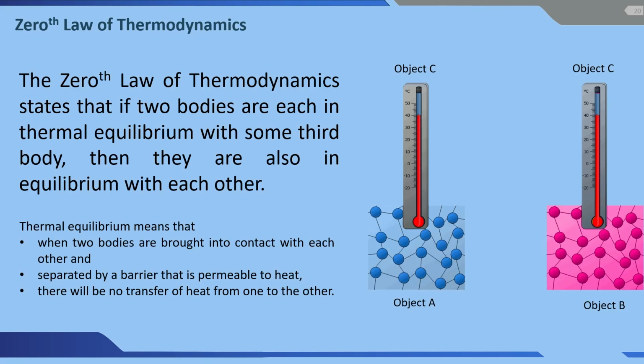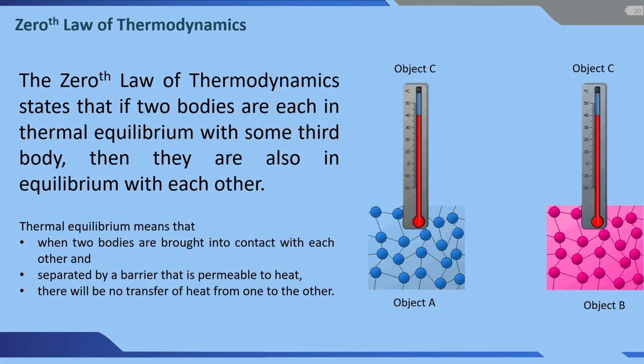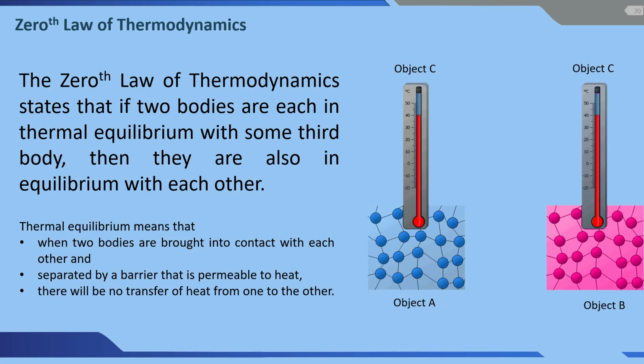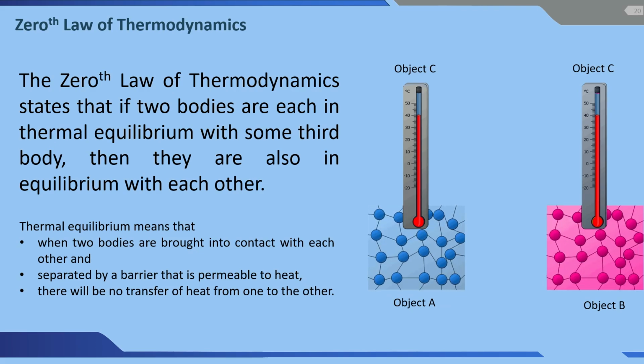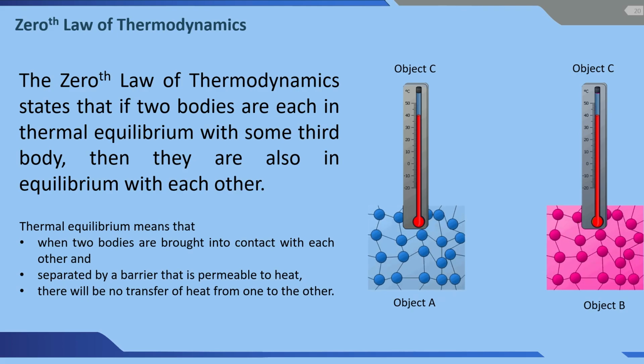Suppose you have three objects. Let's call each of these objects A, B, and C. If, let's say, object A and object C are in thermal equilibrium, or in other words, they are at the same temperature, and object B and object C are also in thermal equilibrium, therefore, we can conclude that object A and object B are in thermal equilibrium with each other.